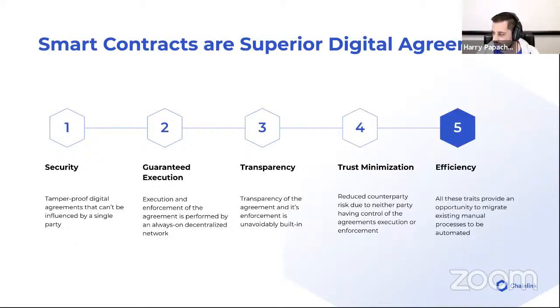And 5, efficiency. So all of these traits that I talked about, security, guaranteed execution, transparency, trust minimization, provide an opportunity to take some of the existing manual processes and automate them and create all kinds of efficiencies. Basically, trust isn't cheap, trust is expensive. So by minimizing trust, there are definitely gains that can be found.